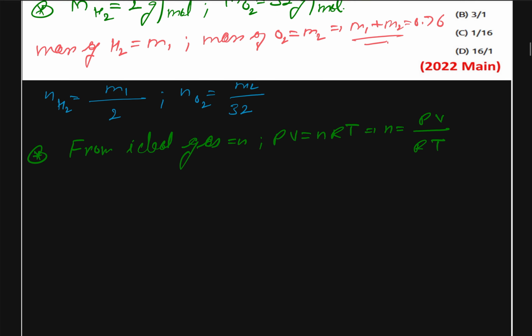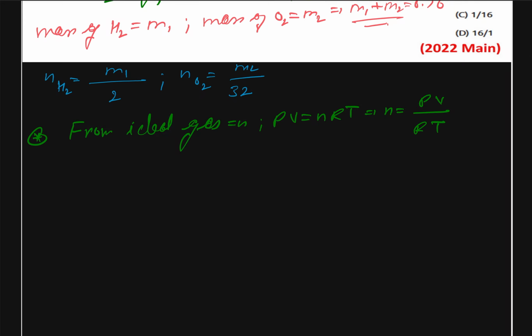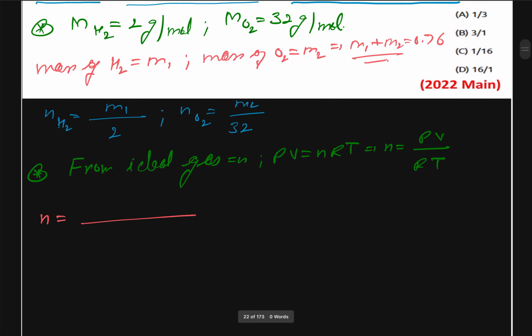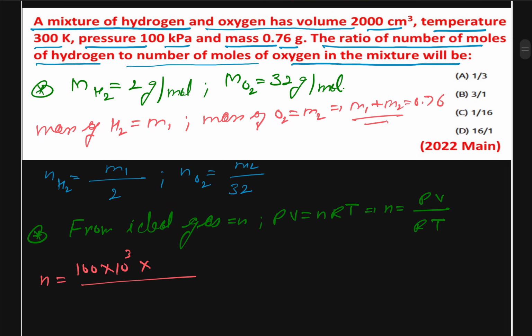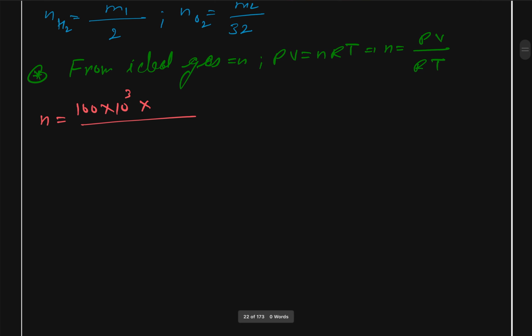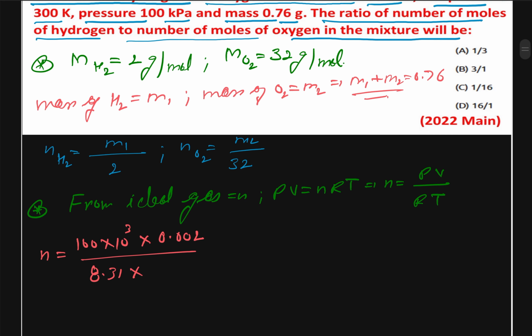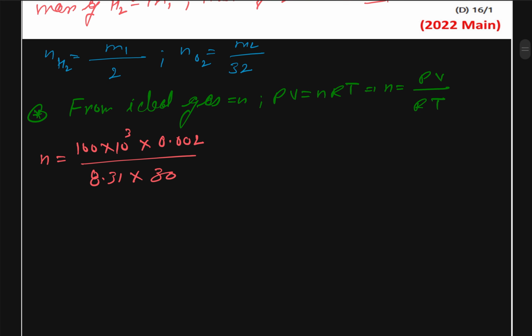Okay, so let's find the value of n. Pressure is given as 100 kilopascal, this is 100 into 10 to the power 3. Volume is given as 2000 centimeter cube, so that will be 0.002 meter cube. R we know is 8.31, and temperature is 27 degrees centigrade, 300 Kelvin. So from here we get n is equal to 0.0802 moles.